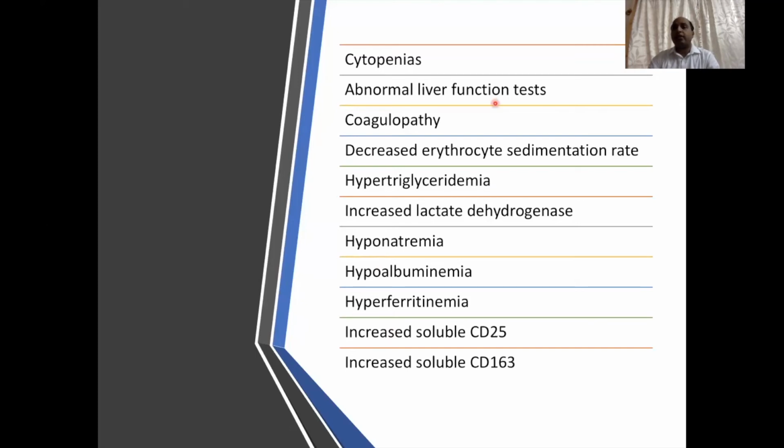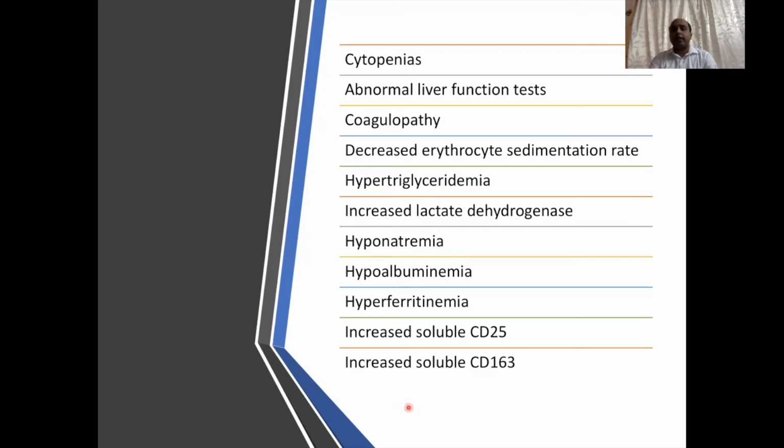Transaminitis is an important feature of macrophage activation syndrome. Coagulopathy, decreased erythrocyte sedimentation rate because of the hypofibrinogenemia. Hypertriglyceridemia, increased LDH. Hyponatremia, again, is a prognostic feature. Hypoalbuminemia, hyperferritinemia, increased soluble CD25 and increased soluble CD163.